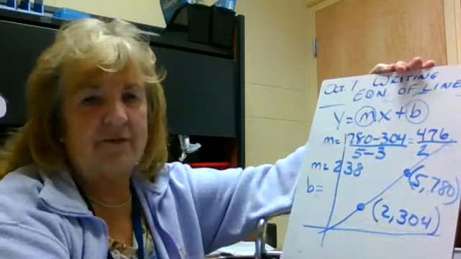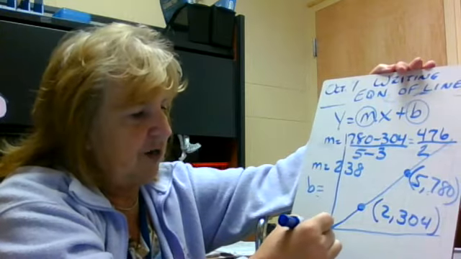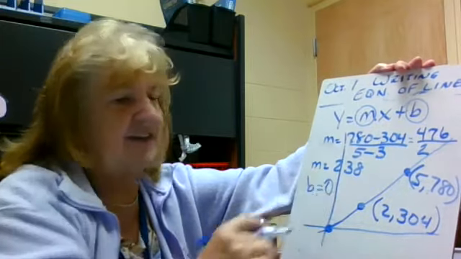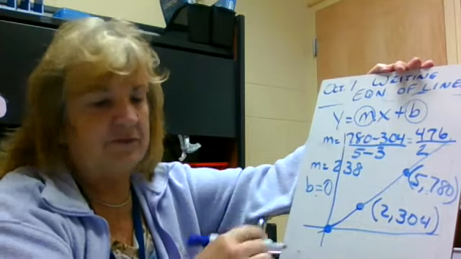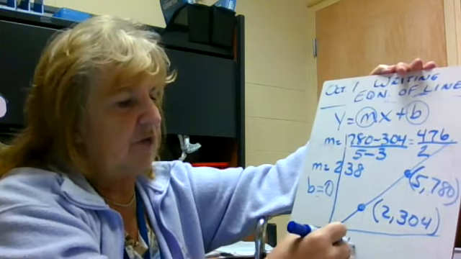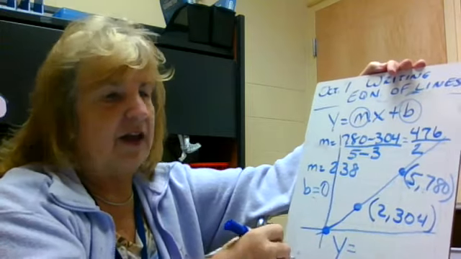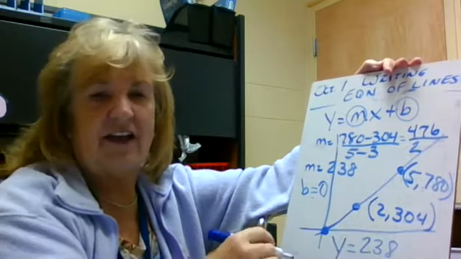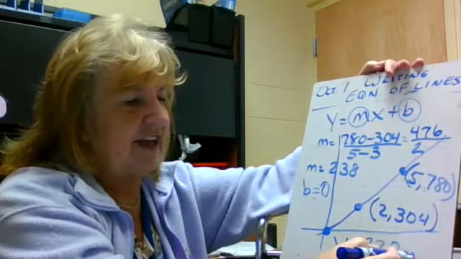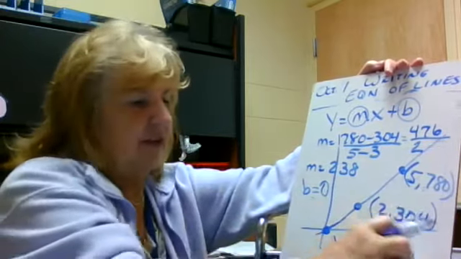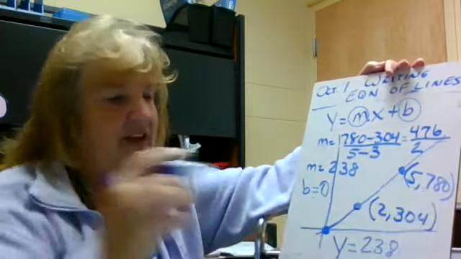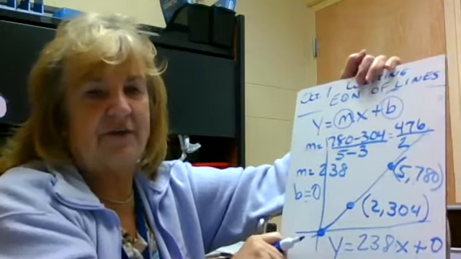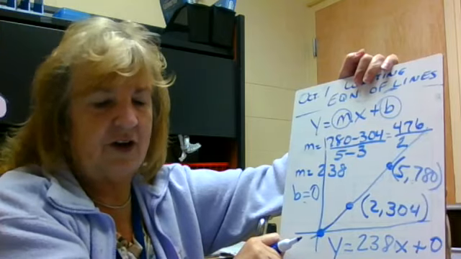Now the y-intercept. This graph, if you look at it closely, crosses right there. That is 0. So my equation: y stays the same, my slope, my m, 238, the x stays the same. But it's time to be done. I'm making mistakes. Plus the y-intercept. And there you go.